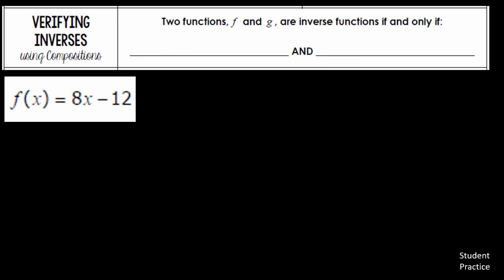In your Pear Deck, you will see this question here, and I want you guys to do the same thing. Make sure that you address how we know if a function and another function are inverses of each other. I want you to solve for the inverse of this function, 8x minus 12. Once you have that inverse, plug one inside the other. It doesn't matter which way you do it, as long as you get x at the end, you did it correct. Okay, please message me if you have any questions, but I will be checking on you during class. Let's go ahead and move on.